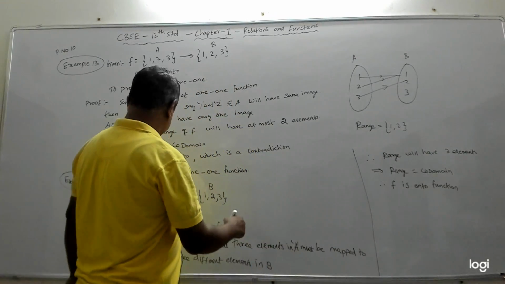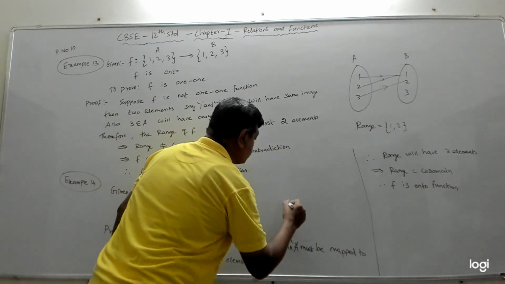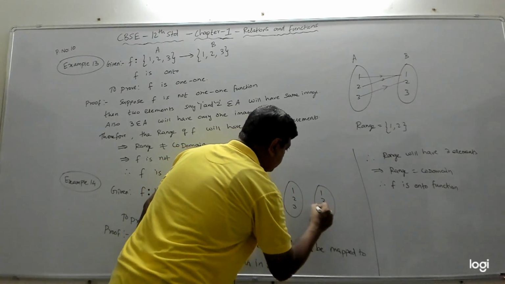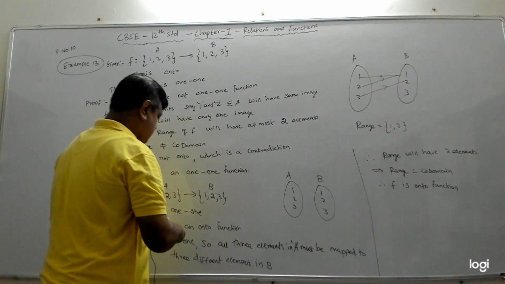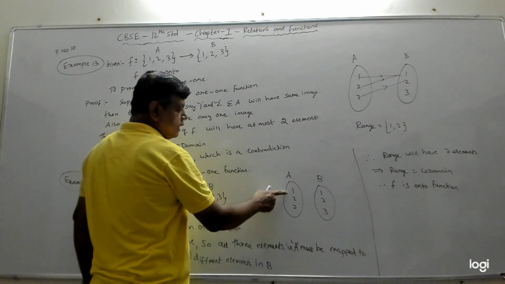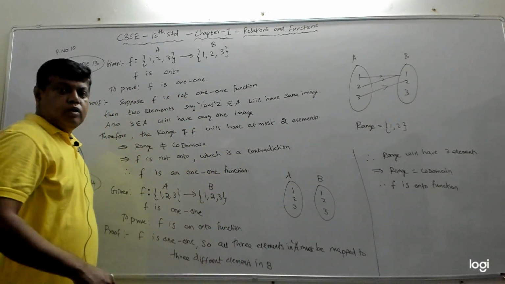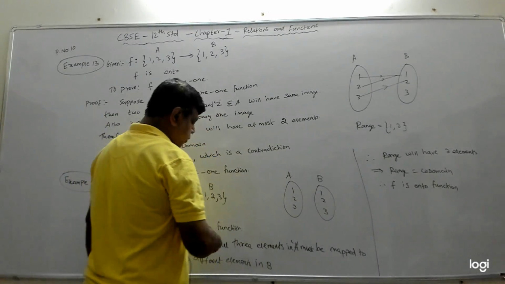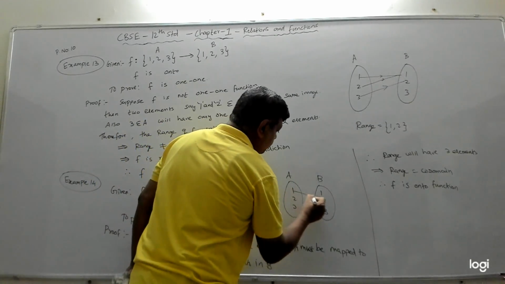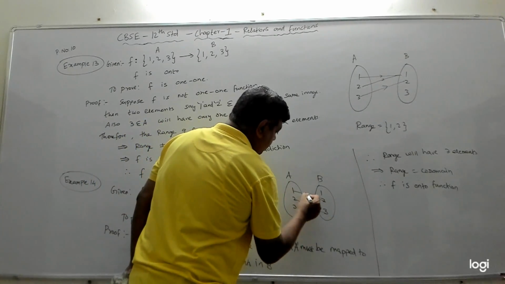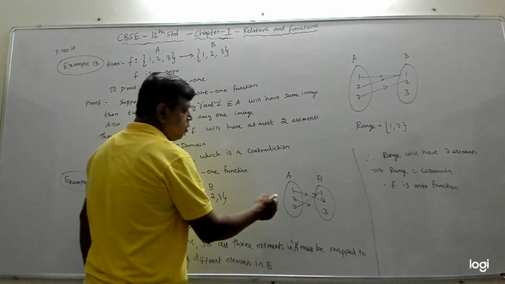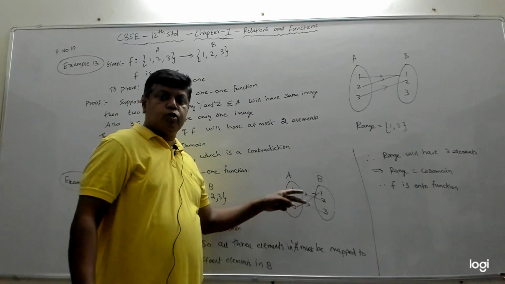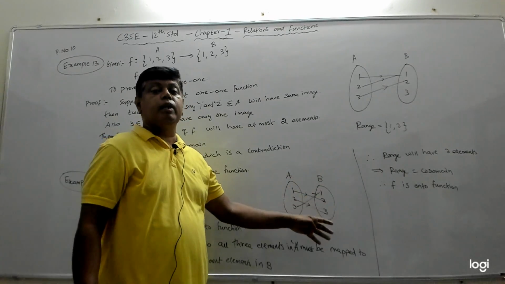For example, if I try to draw the same diagram, suppose the arrow diagrams, this is A, this is B. Suppose 1, 2, 3, 1, 2, 3. This is set A, this is set B. Suppose f is given as one-to-one, which means 3 elements in A should be mapped to 3 different elements in B, because it's a one-to-one function. So 1 can go to 2, 2 can go to 3, then 3 can go to 1. Or 1 can go to 1, 2 can go to 2, 3 can go to 3.